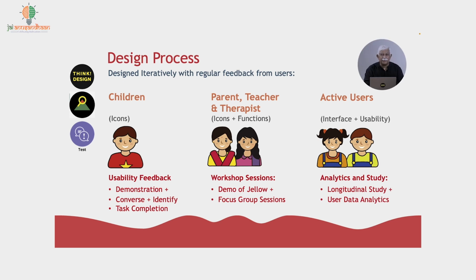Let's look at the iterative design process that we followed with the users to get their feedback and then improve the design. You can see that we talked to children, parents, teachers, therapists, and the active users who are actually using the system. If you look at children, icons are the primary element that we tested with them. We did usability studies and got their feedback. That means we demonstrated the system to them, we conversed with them, we asked them to identify icons, and also we did task completion. We asked them to complete a task and saw where they were getting stuck or not getting stuck.